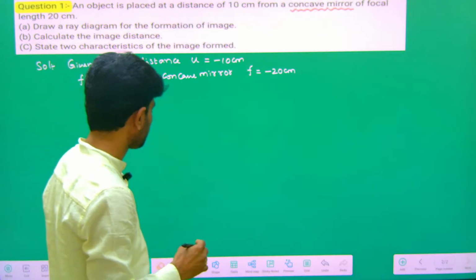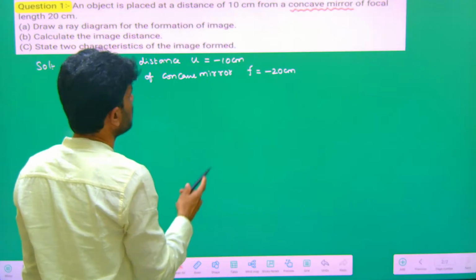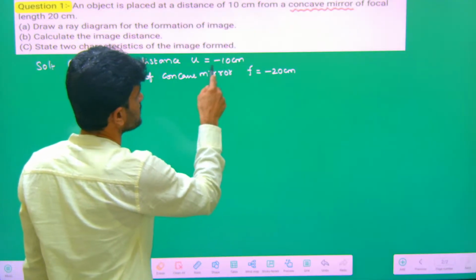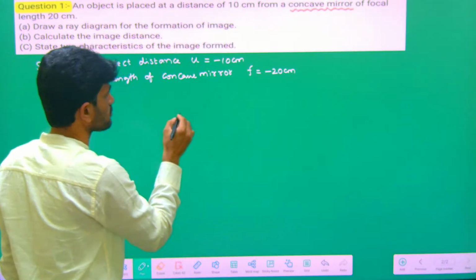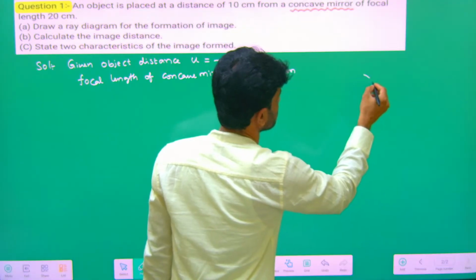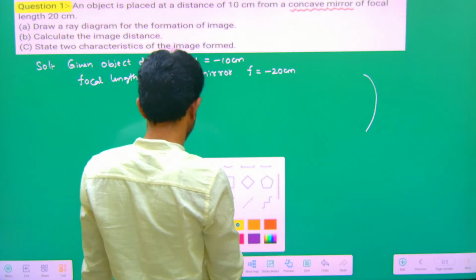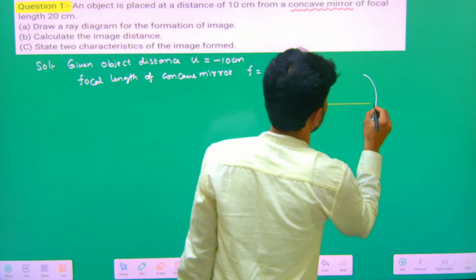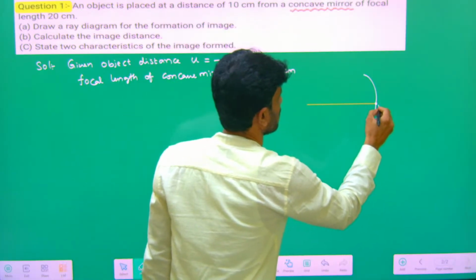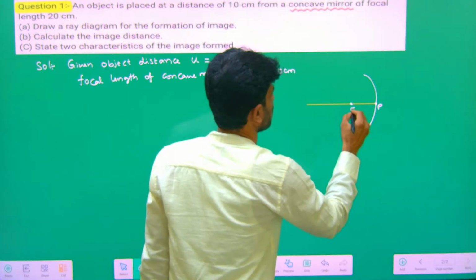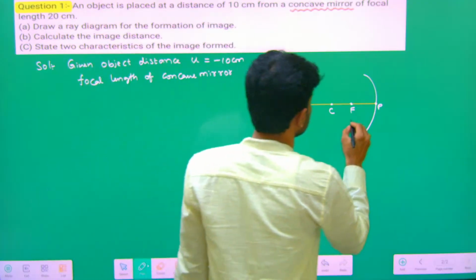If you observe, how to draw the ray diagram by seeing these two, you should understand it is a concave mirror, the object distance is 10 and the focal length is 20. So if you draw the ray diagram, this is the concave mirror. Let's take this as the principal axis. Now this is P, this is F, this is C.